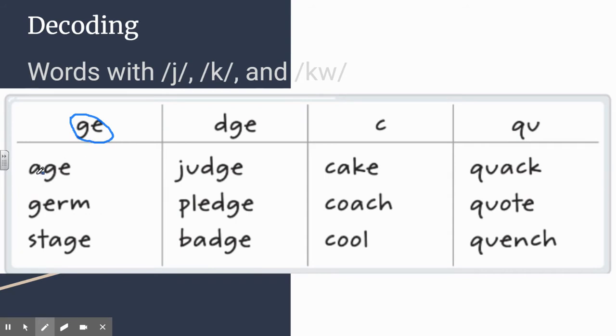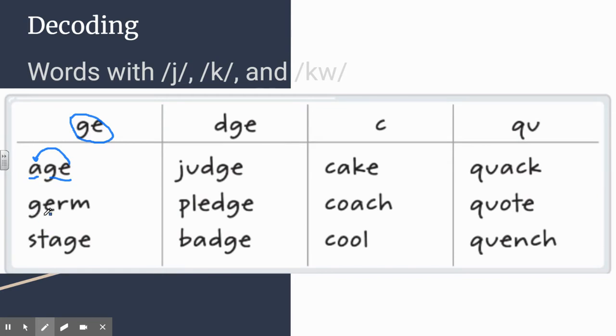So in this case, I have this letter A, and I have the GE. Now, in this case, the letter E has two functions. It jumps over the G, and it tells the A to say its name. So I have age. I've got two sounds, the GE making the J sound and the A saying its name.